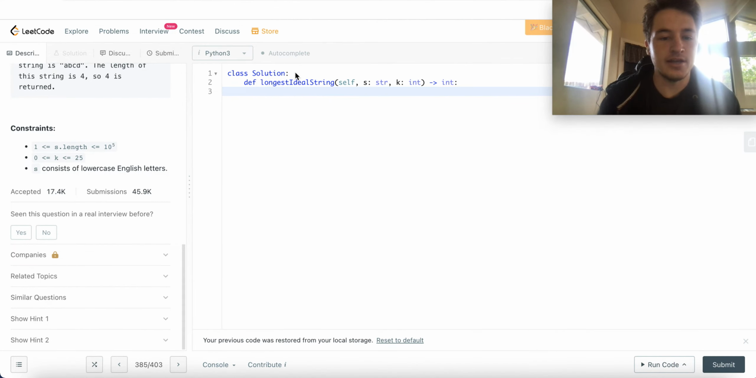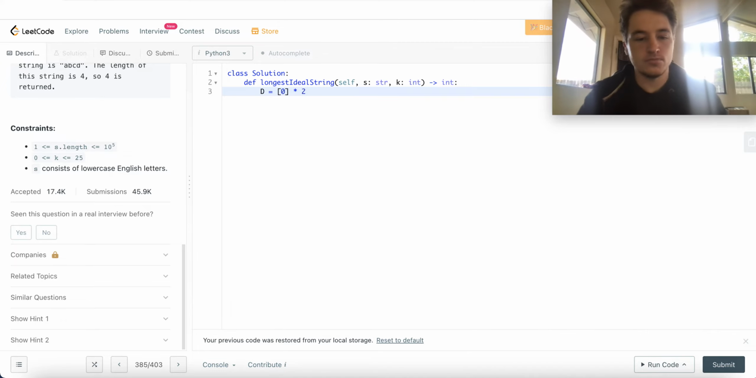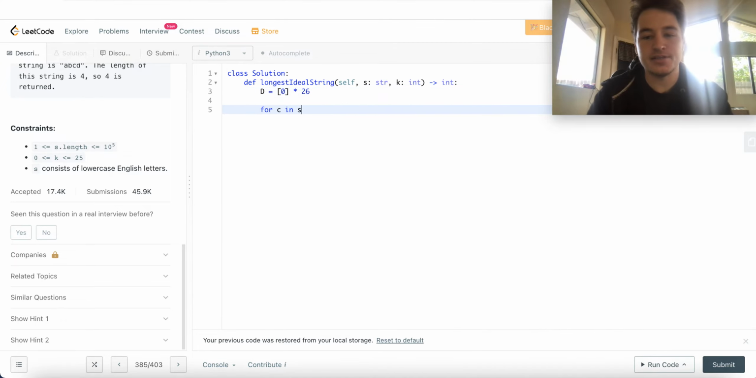And we'll just call that our dynamic programming array. It's 0 times 26, right? And then we look at each character in S. Now what we want is the order of each of these characters in comparison to other characters, right? Because B is 1 away from A, which is less than k equals 2, right?